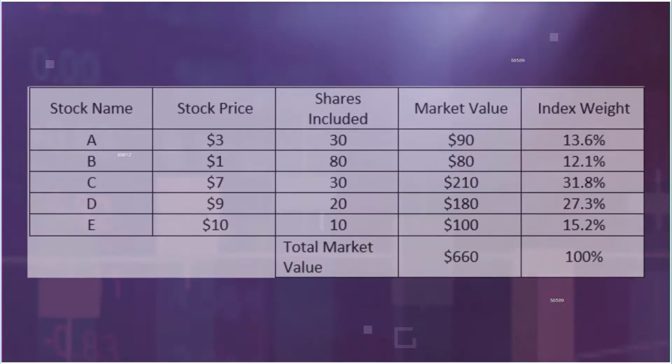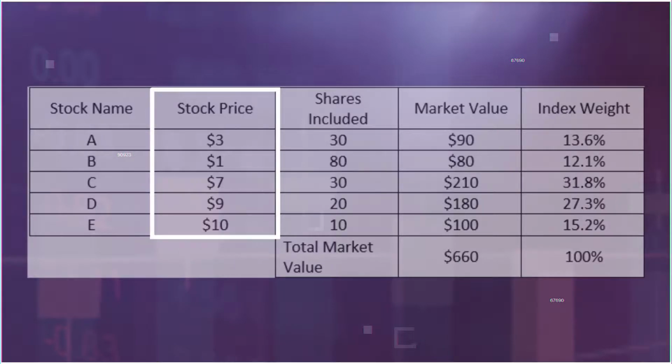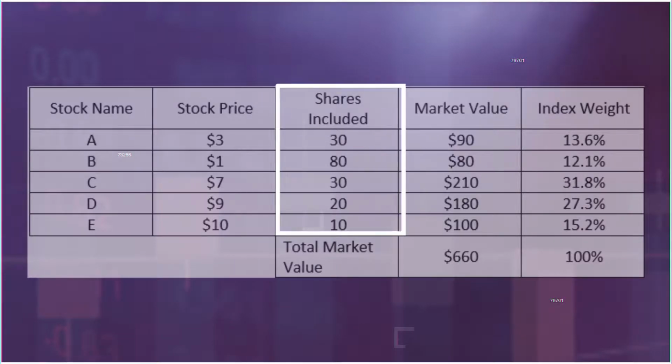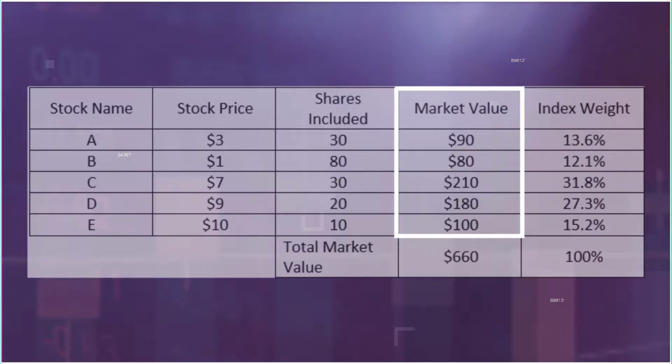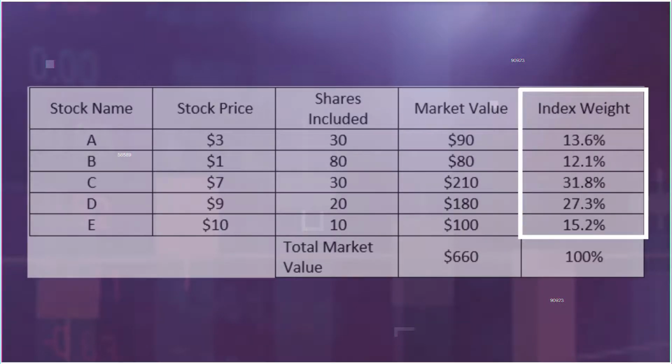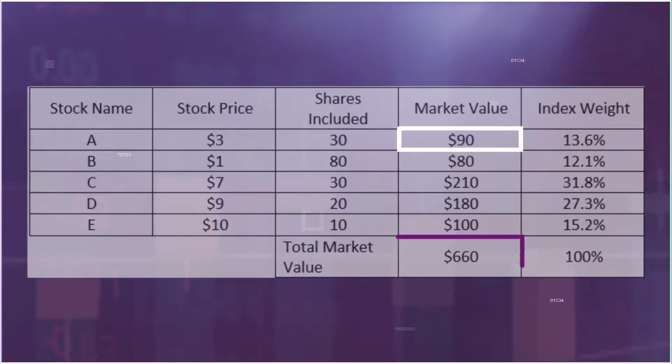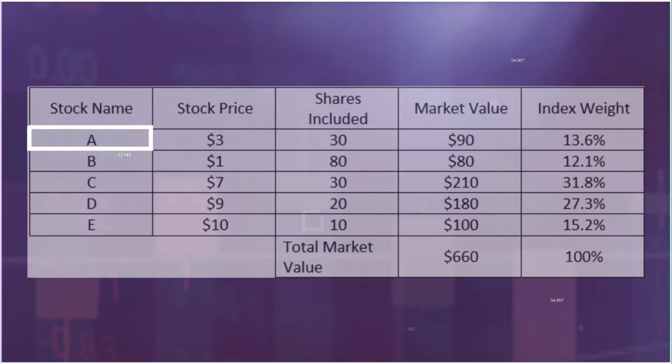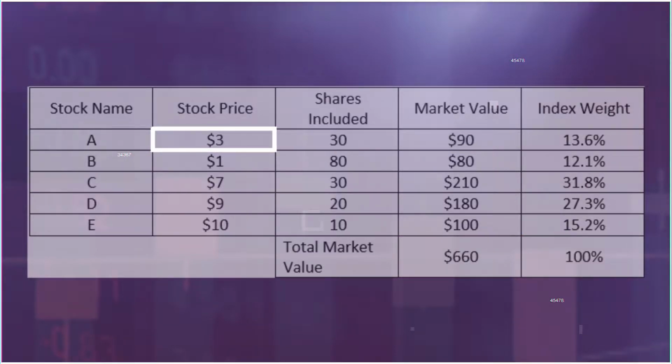Lesson 3. How are index values calculated? Here is a hypothetical market cap weighted index that includes 5 constituents. The market value for each stock is calculated by multiplying its price by the number of shares included in the index. And each stock's weight in the index is determined based on its market value relative to the total market value of the index.